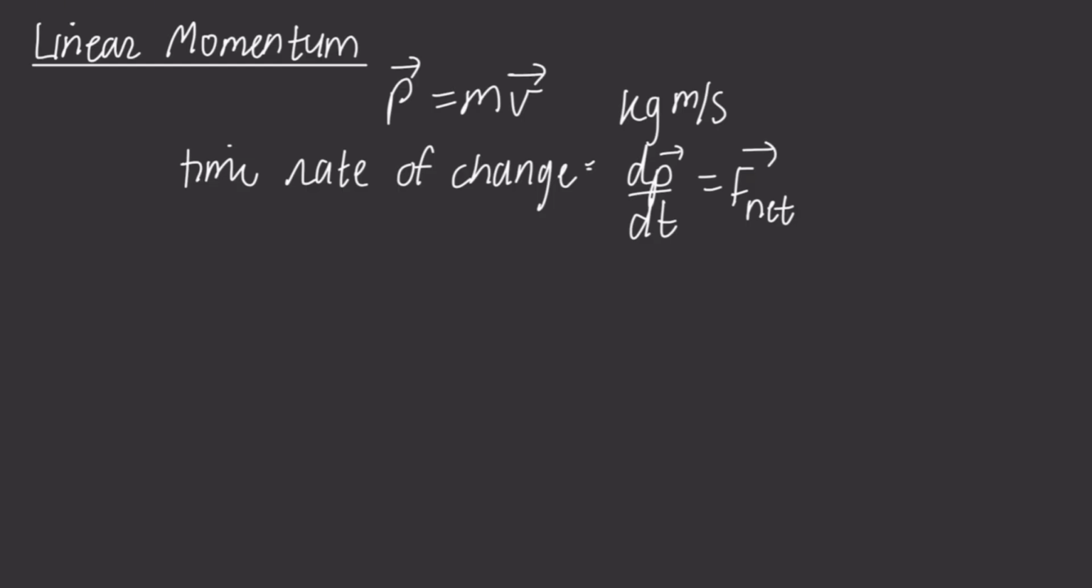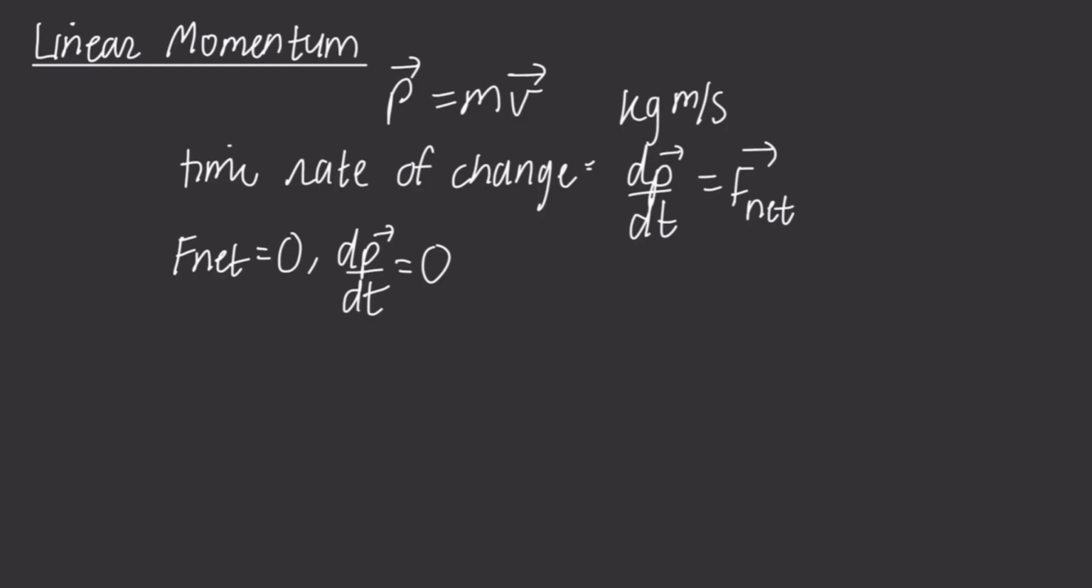This gives us a very neat relationship between the net force and the linear momentum, which tells us that the net external force on a particle changes the particle's linear momentum. This also tells us that linear momentum can be changed only by a net force. So if there is no net external force, if F net is equal to 0, then dp over dt is also equal to 0, meaning that the linear momentum cannot change.